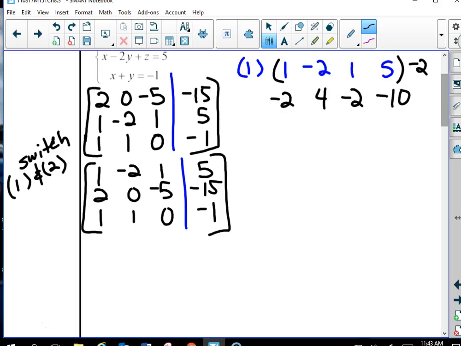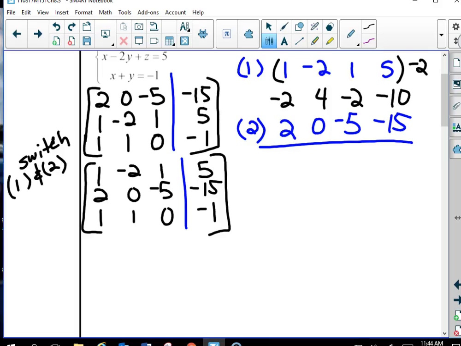Okay, now I'm going to copy over row 2. Two, 0. Okay, now I'm going to rewrite my matrix.